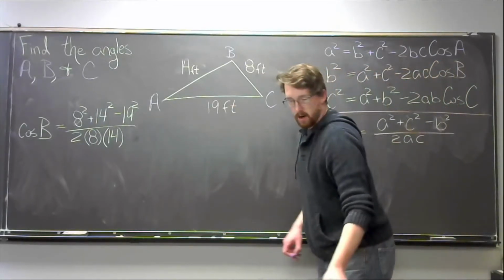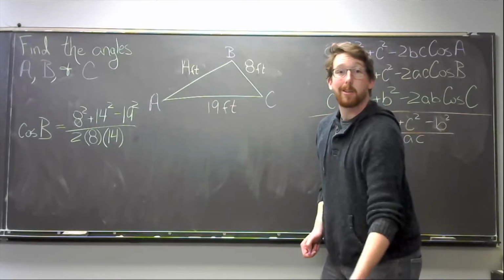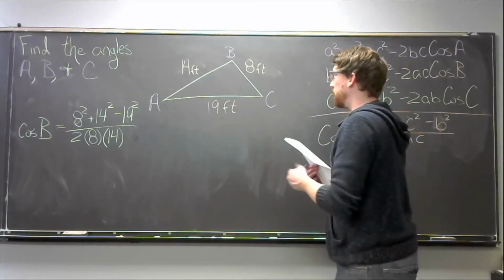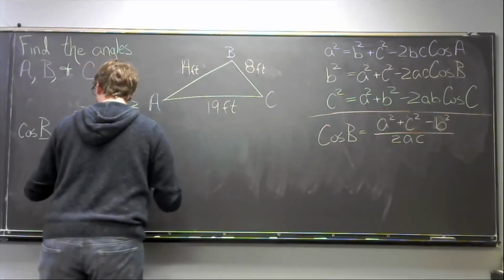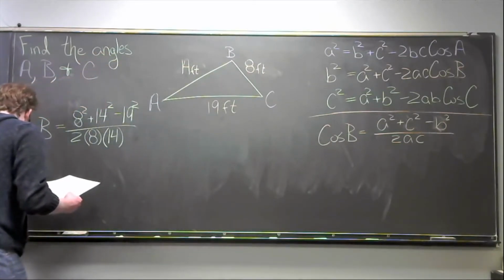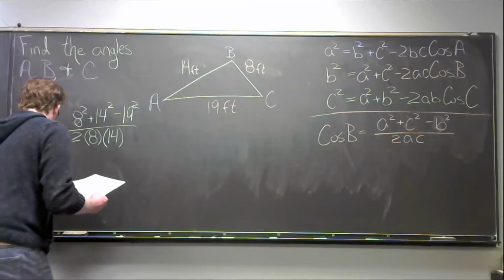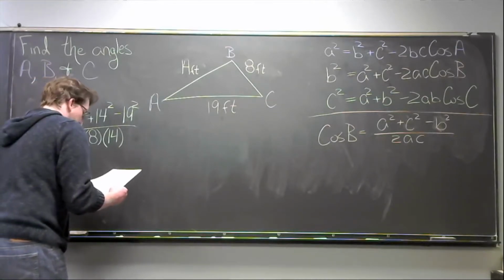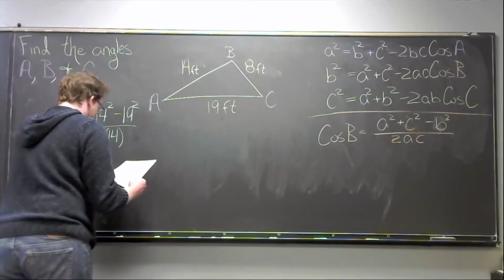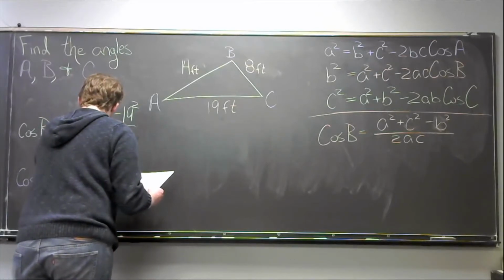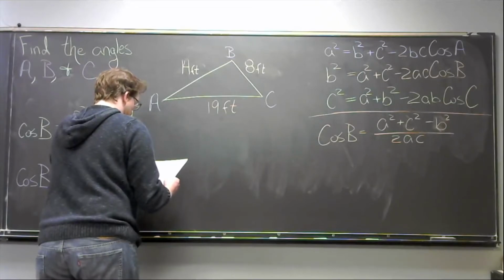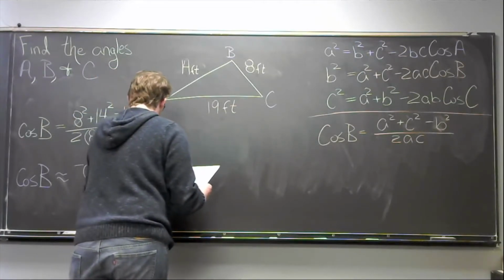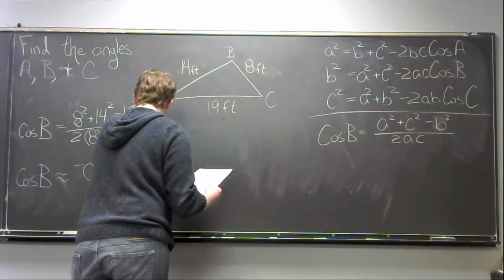Well, I don't know what that number is off the top of my head, so I'm going to go back to my notes. That number comes out to be cosine of B is approximately equal to negative 0.45089.